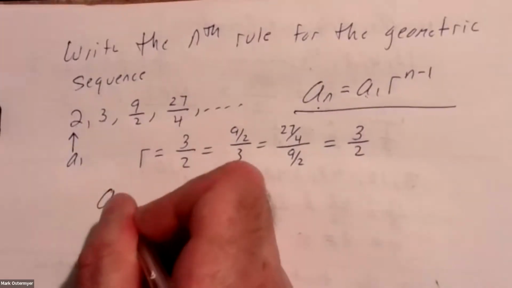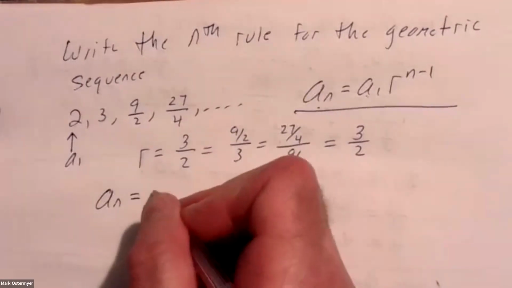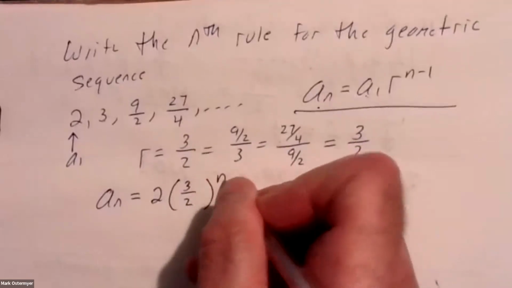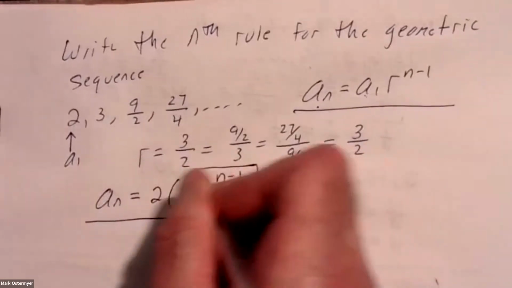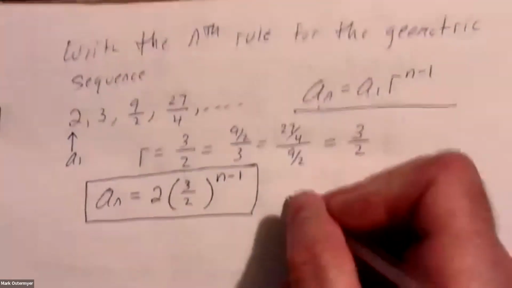So to write the nth rule is pretty simple. Any nth term of this geometric sequence is found by taking your first term, which is 2, times the common ratio, which is 3 halves, raised to the n-1 power. You got your answer. That's your nth rule of that geometric sequence. So this rule could be used to find any term of that geometric sequence. I mean, you could even find the 100th term.